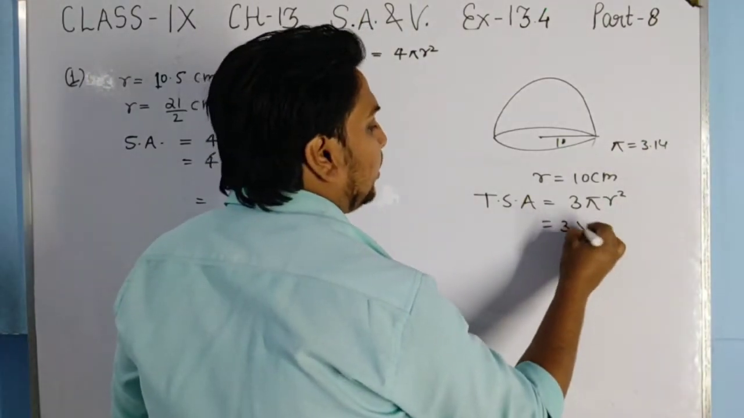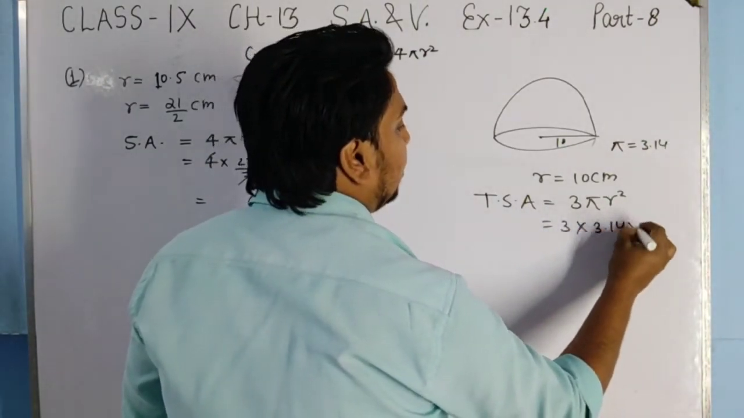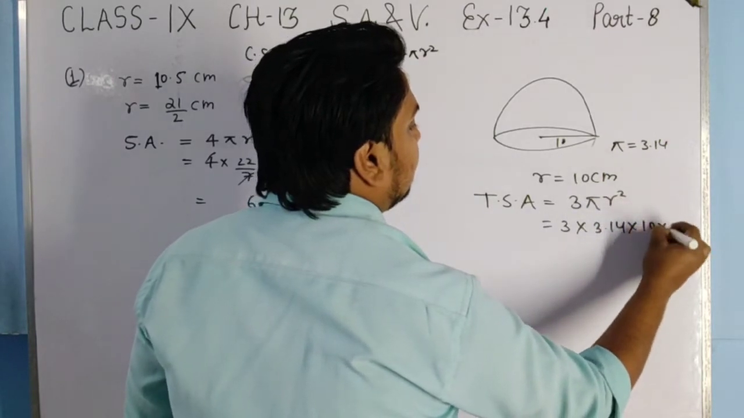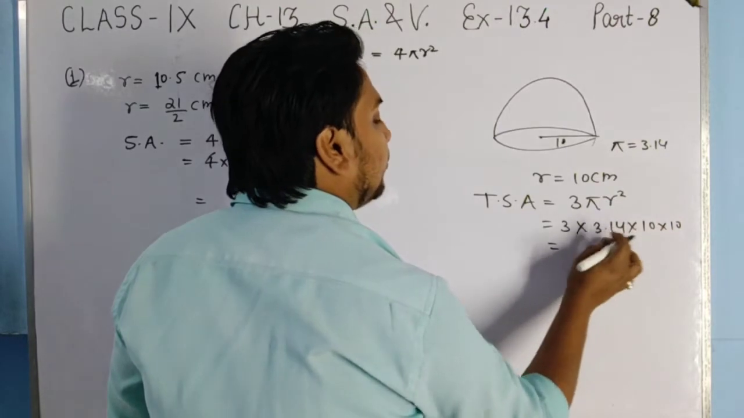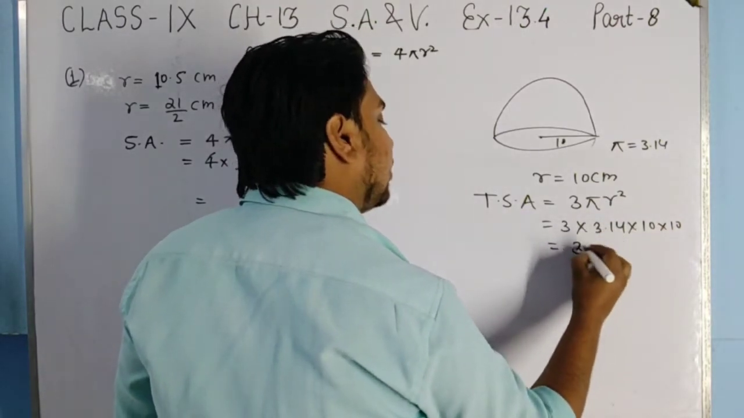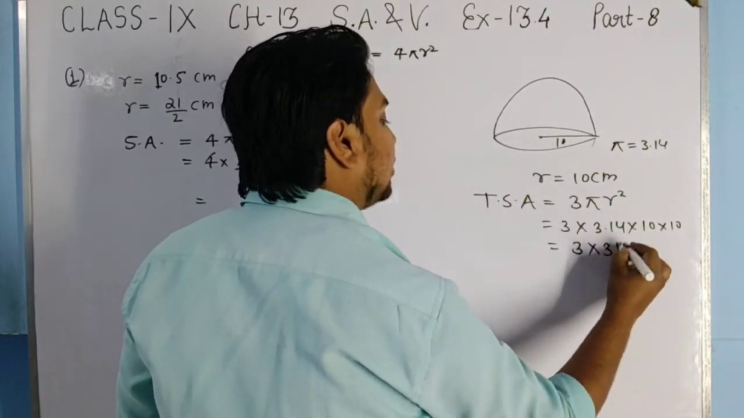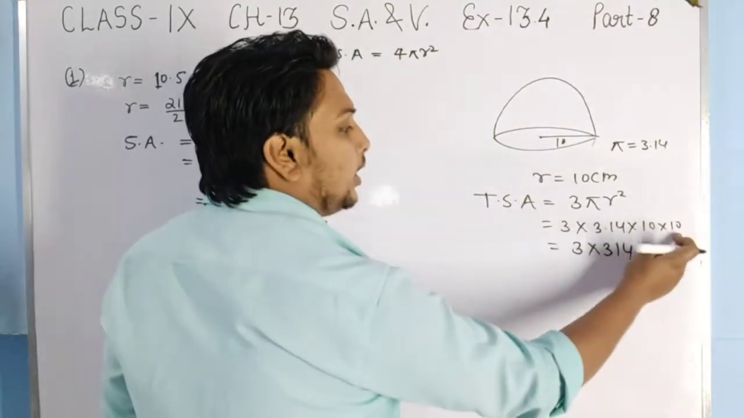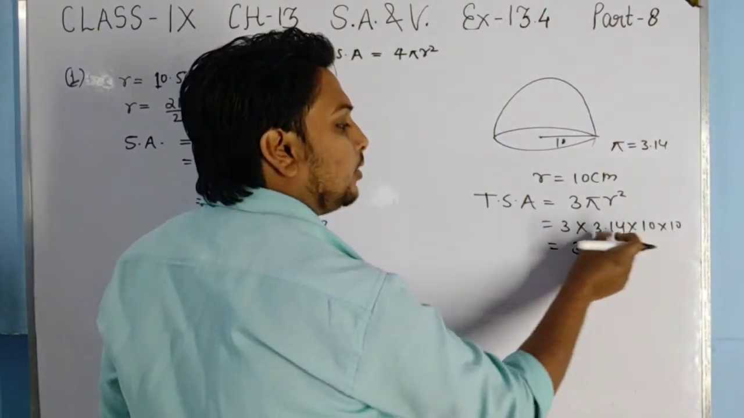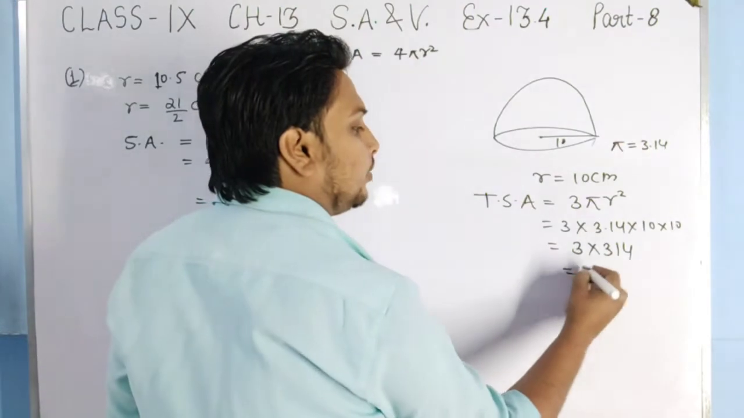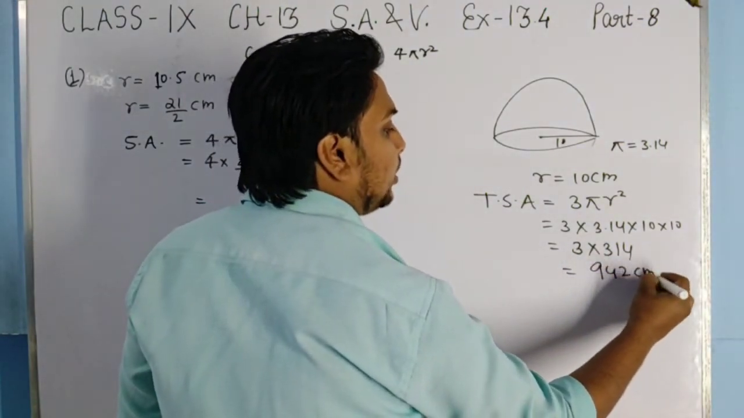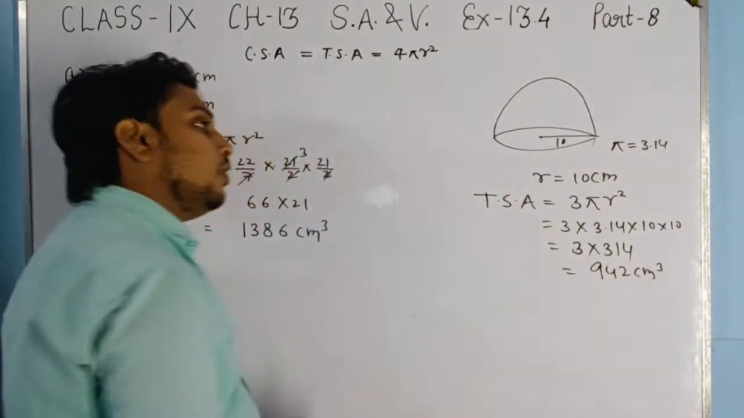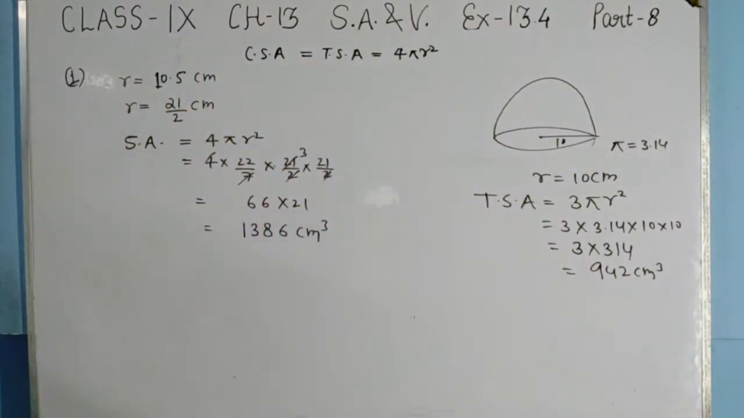So you can find it, students. 3.14 into r square means 10 into 10. So 10 into 10 will be 100, and 100 will balance this decimal. So it will be 3 into 314. So it will be 942 centimeter cube. This is the answer of question number 3.